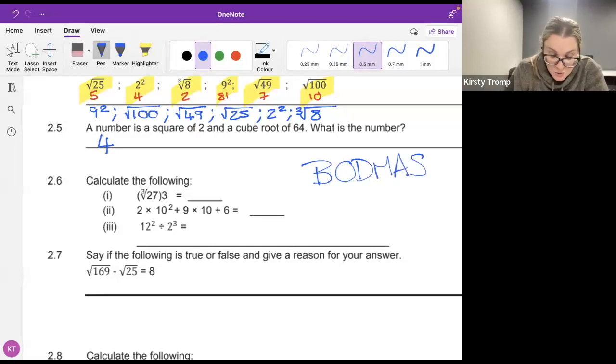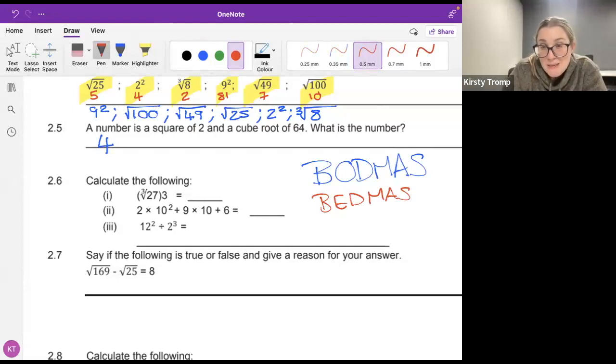Some of your teachers call it B, E, D, M, A, S. So BODMAS or BEDMAS: brackets, of/orders, division, multiplication, addition, and subtraction, or brackets, exponents, division, multiplication, addition, and subtraction. Okay, so go and try those ones out for me first. Before you put your hands up, go try them out first. Go see if you can get the answers there.